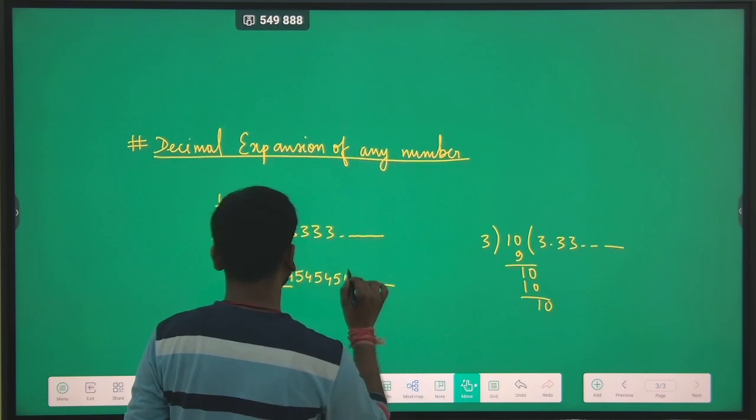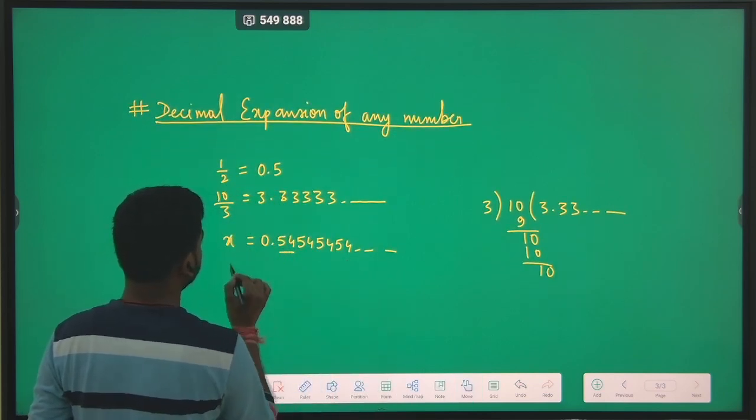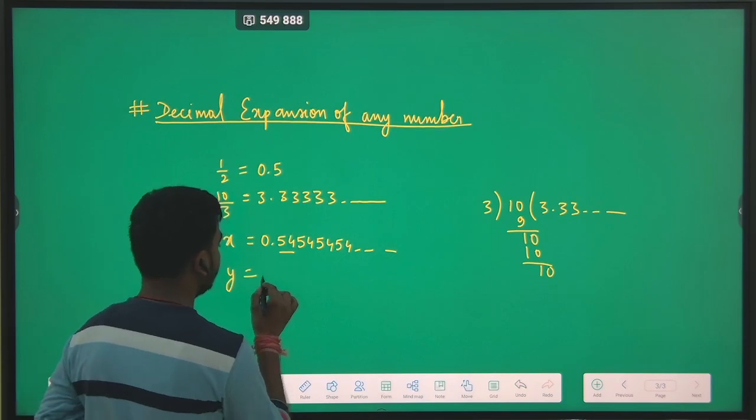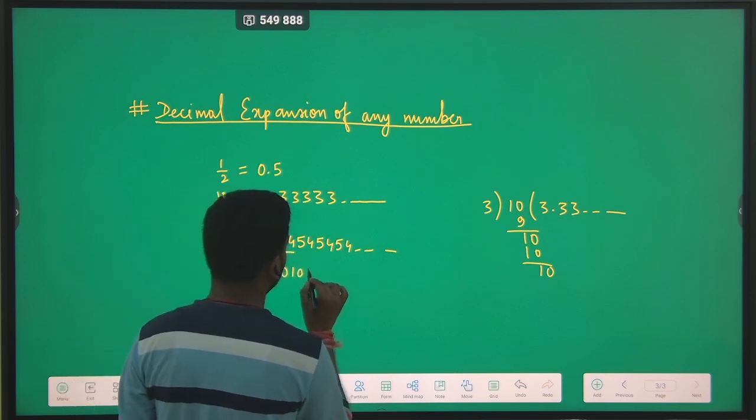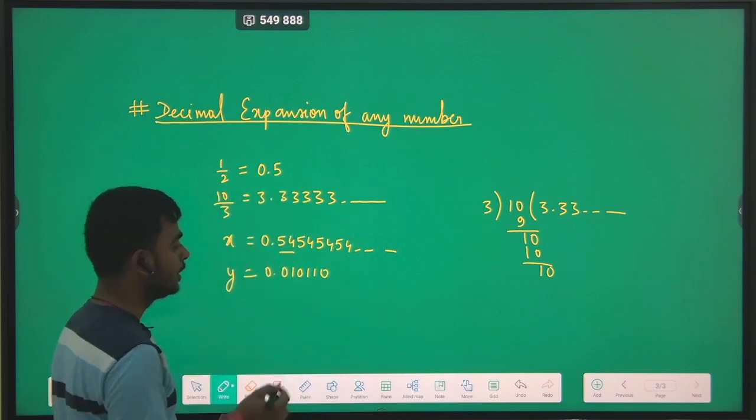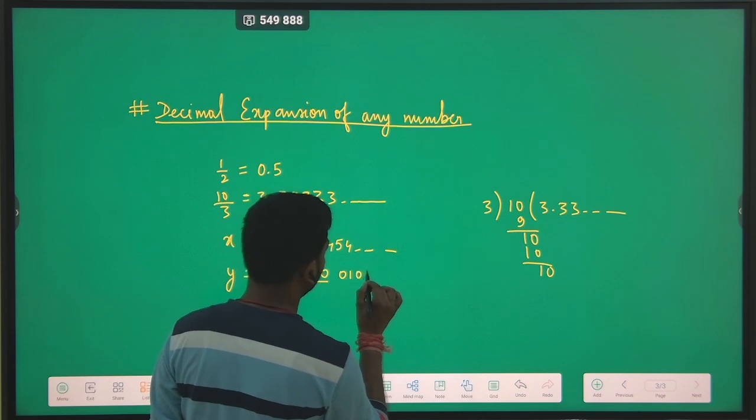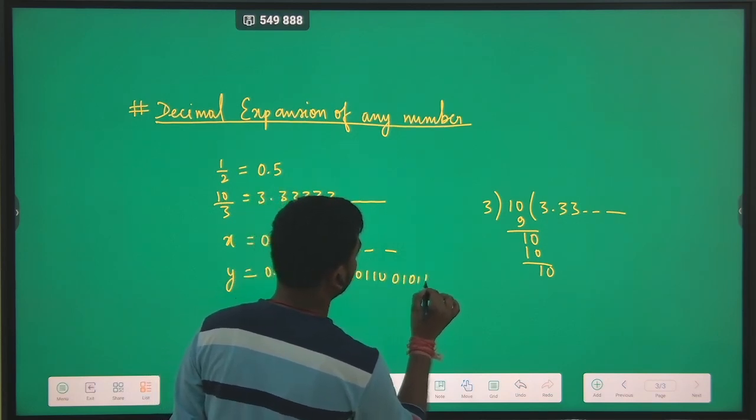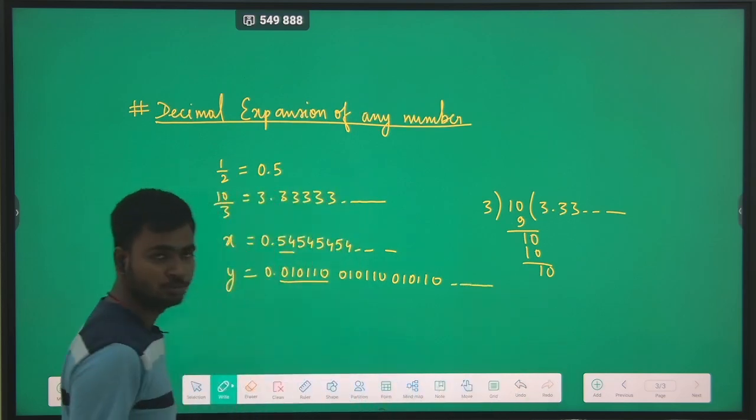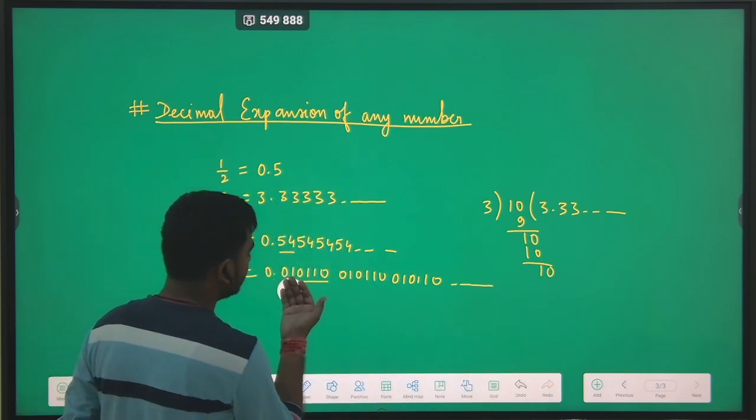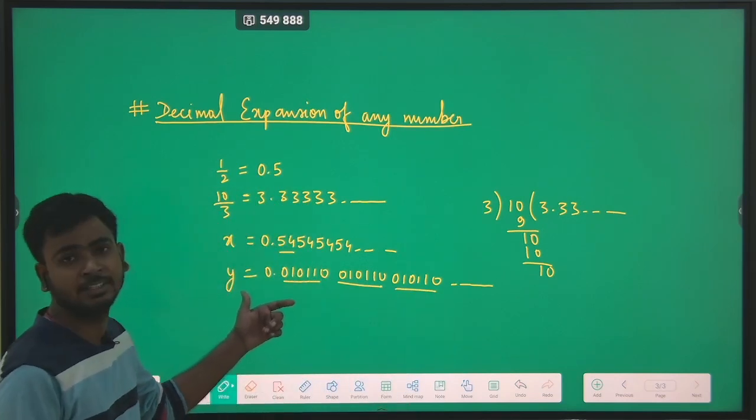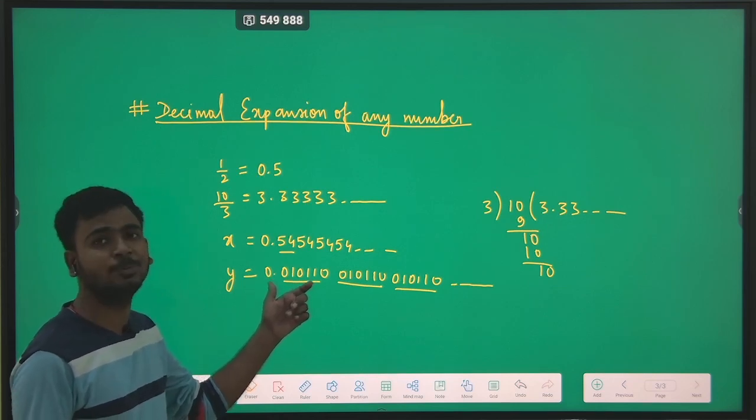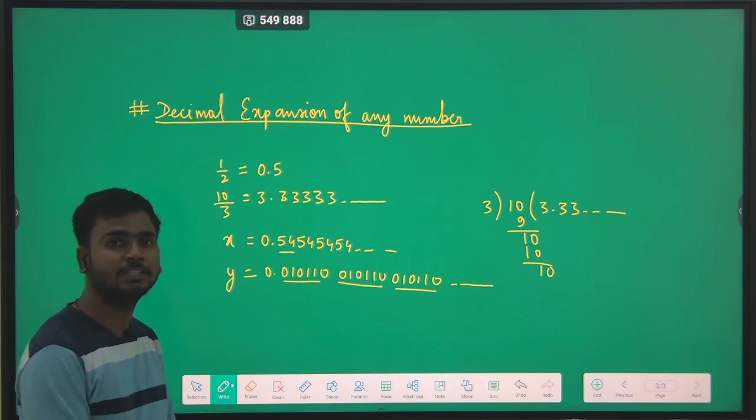Also, let us suppose there is a decimal representation as 0.010110, and this is continued: 010110, 010110. So this is going to be continued. This can also be a case in which some pattern is shown between the decimal digits of that decimal representation.